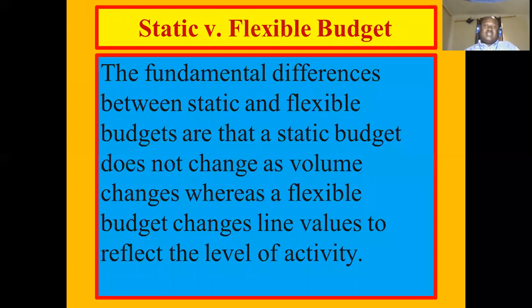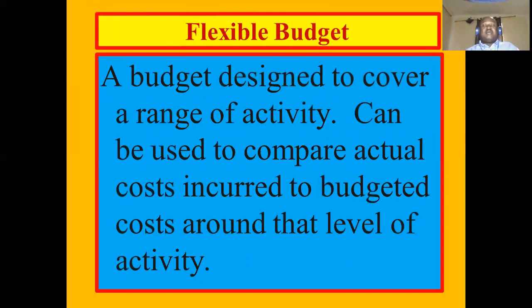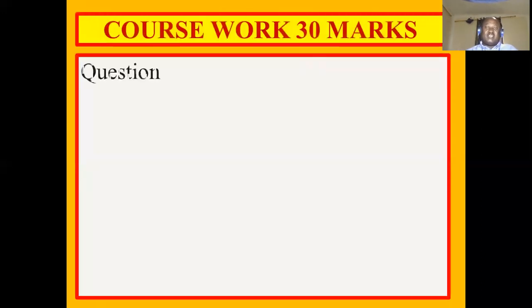So let's compare static budget and a flexible budget. The fundamental difference between static and flexible budgets is that a static budget does not change as volume changes, whereas a flexible budget changes line values to reflect the level of activity. A flexible one, in other words, is variable. Again, explained further, a flexible budget is a budget designed to cover a range of activity, and can be used to compare actual costs incurred to budgeted costs around that level of activity.